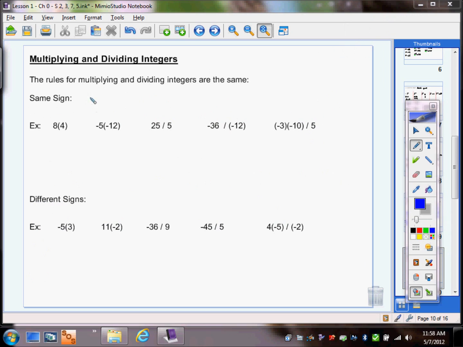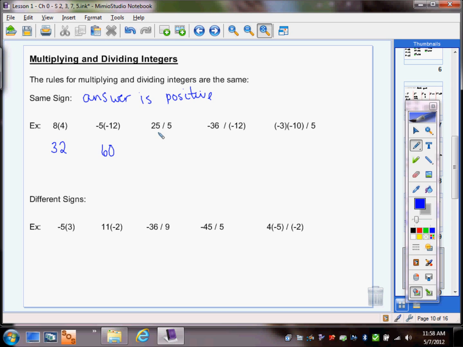If you have the same sign, your answer is positive. So this is like a matching game. If your signs match, yay, you win, it's positive, woohoo. Two positive numbers times each other, you guys have no trouble with that. You've been doing that for years and years. So 8 times 4 is 32. Two negatives, my answer's going to be positive because I've got matching signs.